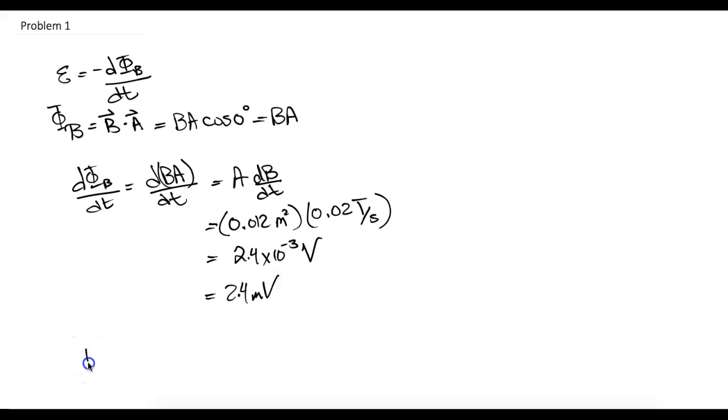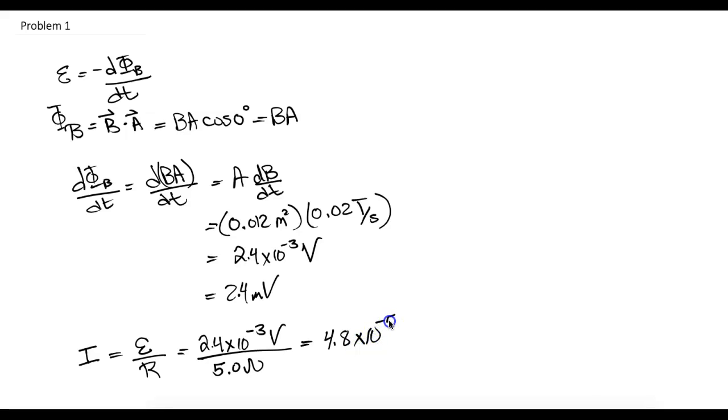And now we can use Ohm's law that says that the current is the voltage over the resistance, and we get 2.4 times 10 to the negative 3 volts divided by the resistance, which is 5 ohms, and that gives us a current of 4.8 times 10 to the minus 5 amps.